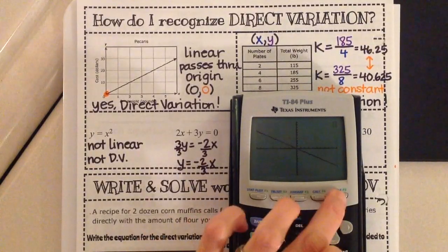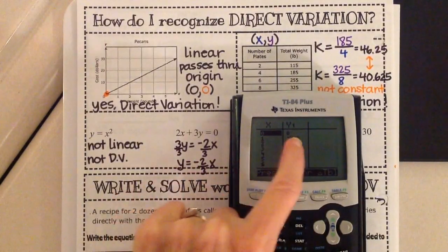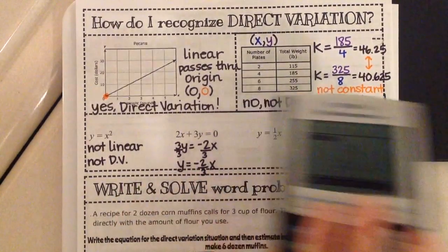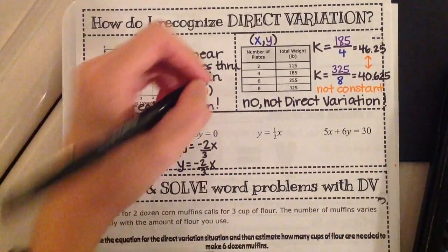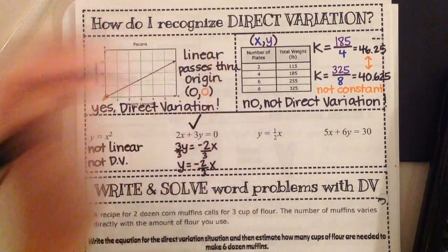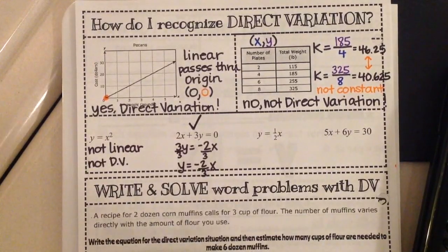I can also go to the table to check to see if 0, 0 is in one of the ordered pairs to make that graph line, and it is, which tells me that this is direct variation. I'm going to put a check above it. Okay, let's look at the next one.